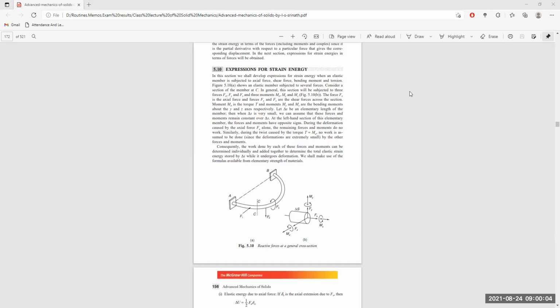Let us start our discussion. Let us go through, first of all, in order to finish our bending, beams are able to bend.